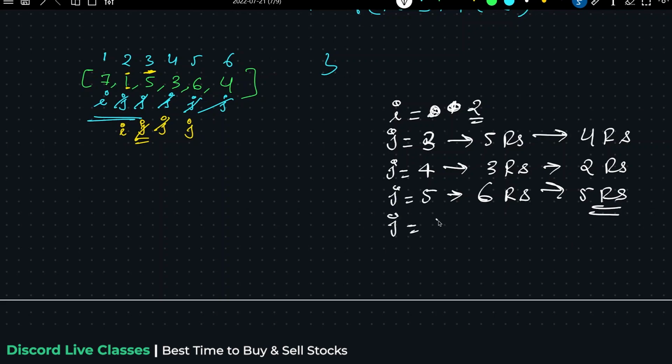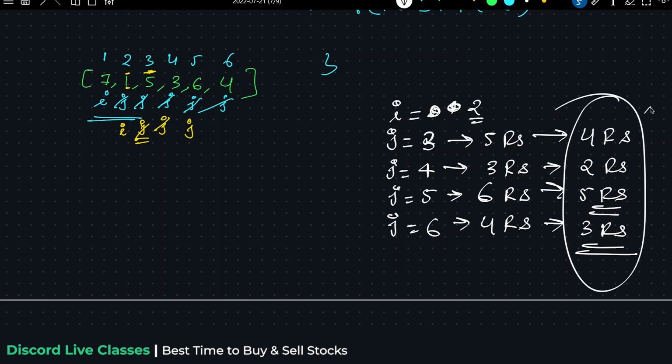And j will become 6. On the sixth day the price is 4 rupees. And how much profit am I getting? That is 3 rupees. So these are the profits I am getting, and I will choose the maximum profit. And this is the brute force approach I am discussing.